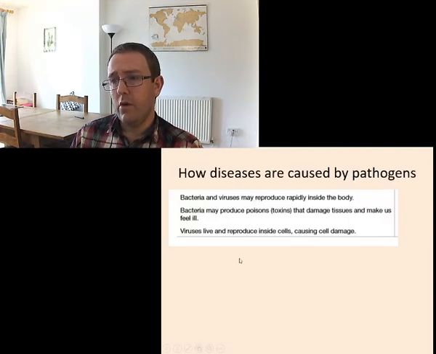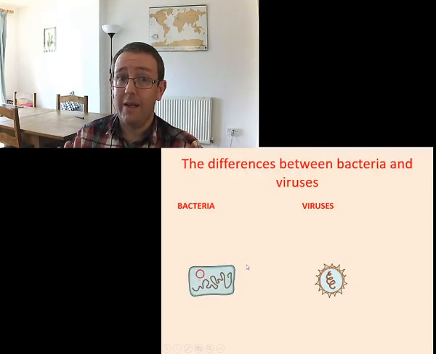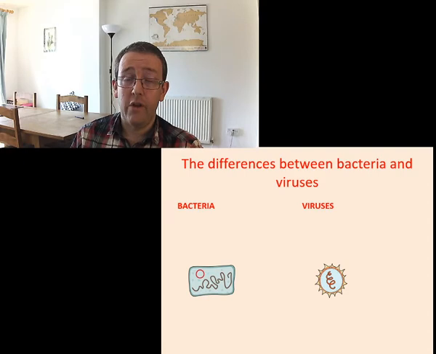Okay, so how do they make us ill? When pathogens are inside our body, what is it they actually do that makes us feel sick? Because as I say, most of them don't. Okay, you are an absolute zoo of viruses and bacteria. In fact, bacterial cells outnumber your cells 100,000 to 1.